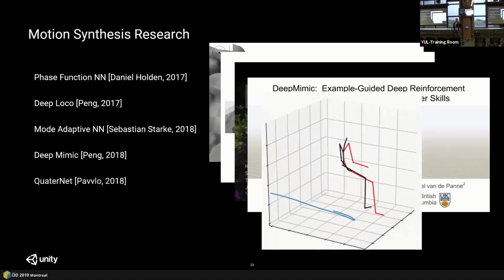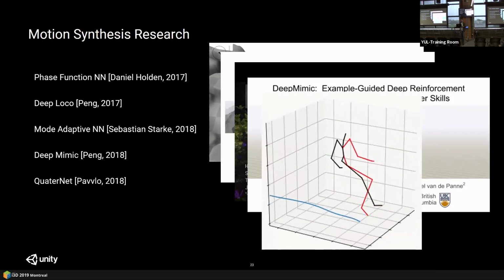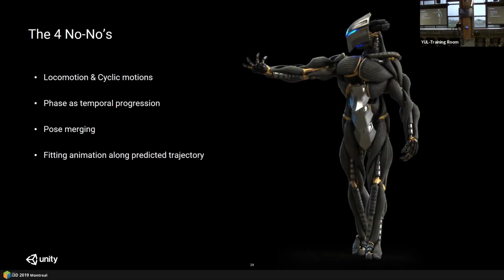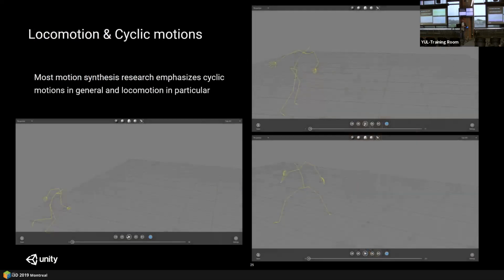Pretty recently from Facebook Research, QuaterNet, that also looked like something where I could draw some ideas from. Overall, all of these projects have slight disadvantages that made it impossible to use in my case. First and foremost, all of these research projects focus on locomotion and specifically on cyclic animations. And that's just not the case in games. They also use a specific way of advancing animations. They use a concept of phase. I'll show that in a second, and some other disadvantages. So let's look at this in a little bit more detail.